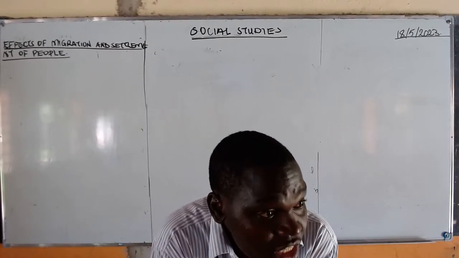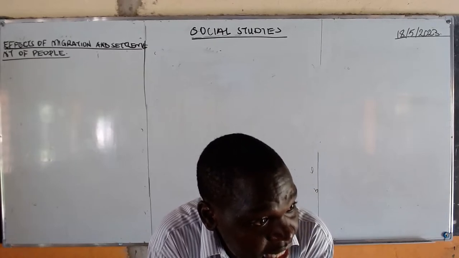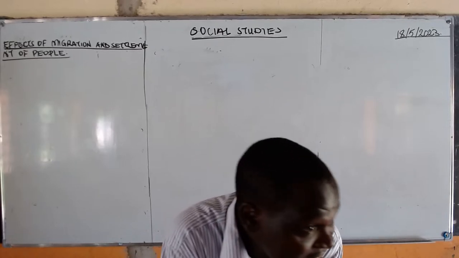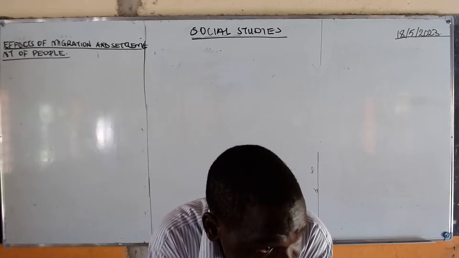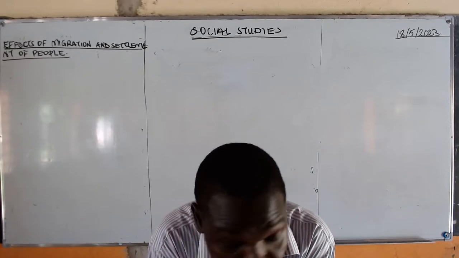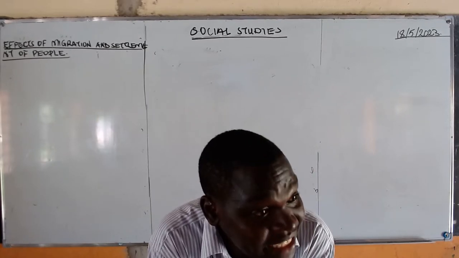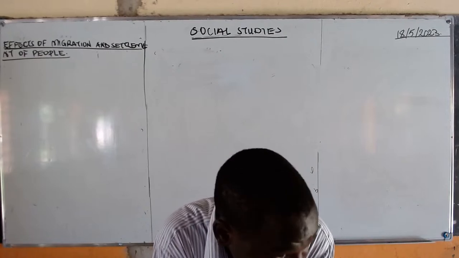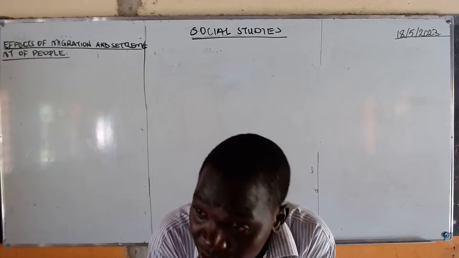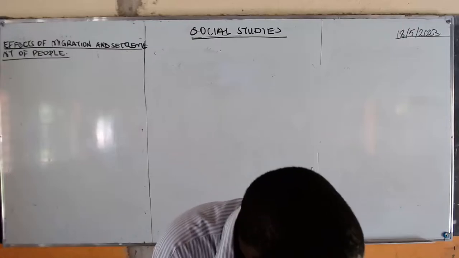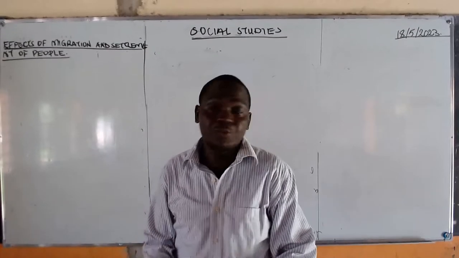Nilots used those metals to make arrows and spears for hunting and fighting enemies. Bantu used those metals to make jembe and pangas for cultivation. Lastly is effect of physical feature.